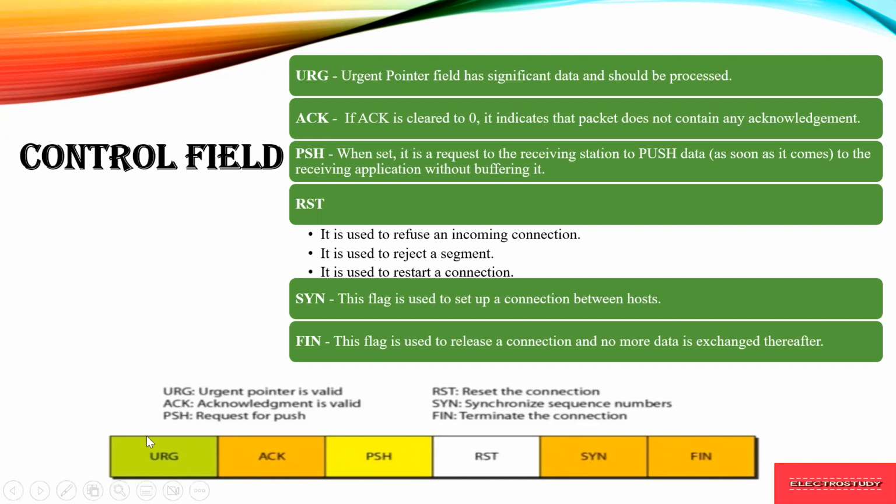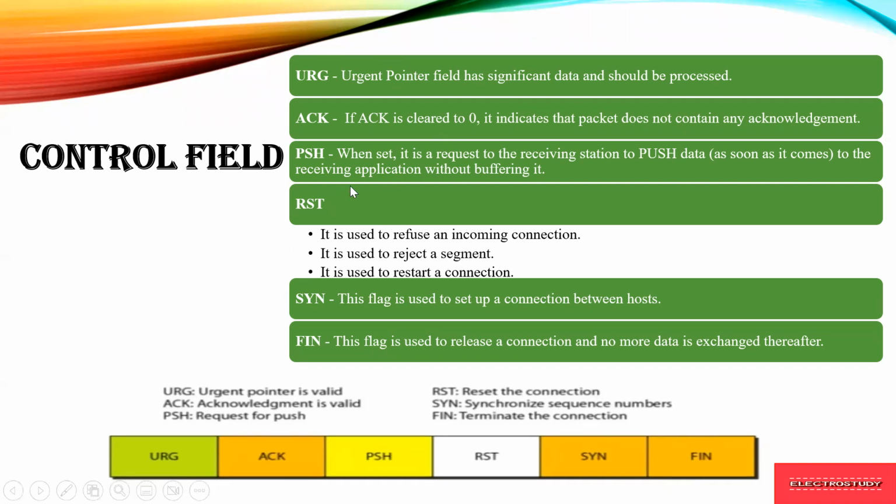So what URG does is, it indicates the urgent pointer field which has significant data and that should be processed. So whenever this URG is set to 1, the data under that field will be processed. And obviously you know what is ACK. It indicates that the acknowledgement field has a significance. That is, if ACK is cleared to 0, it indicates that the packet does not contain any acknowledgement. If it is 1, then it is understood that the receiver end is sending the client side that the packets have been received and the acknowledgement is positive.